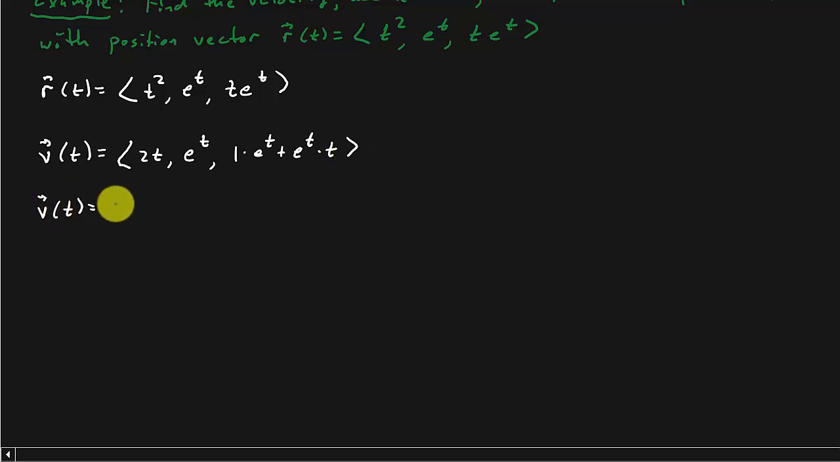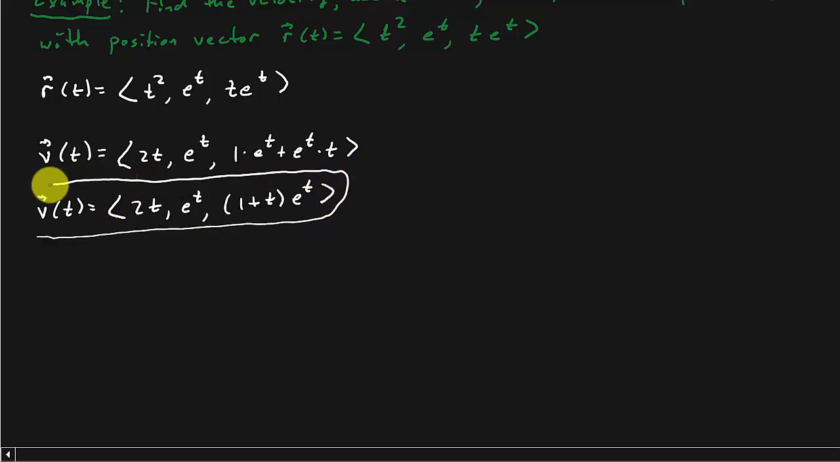v of t is equal to 2t e to the t, and then e to the t. Well, it doesn't matter how we factor it out. Let's write 1 plus t, e to the t. It doesn't matter if you write the e to the t before or after that. So this would be your velocity vector.